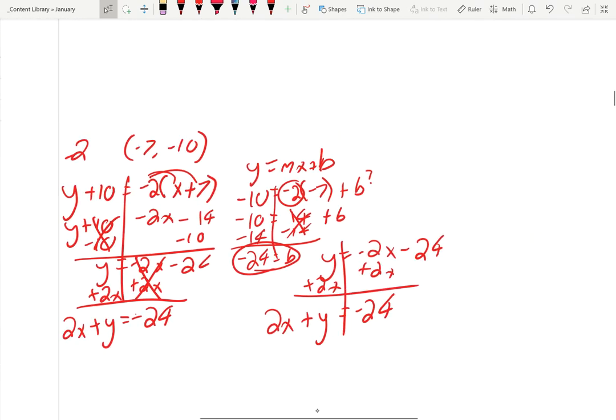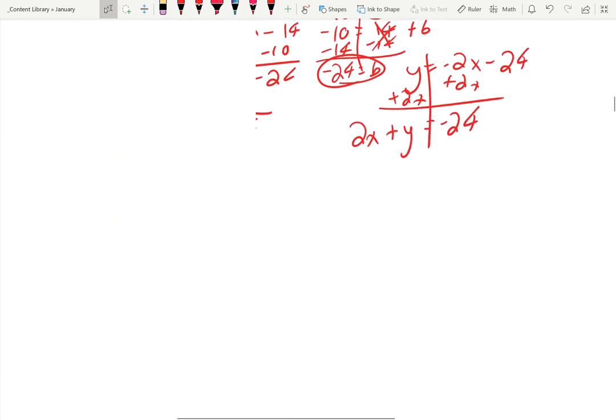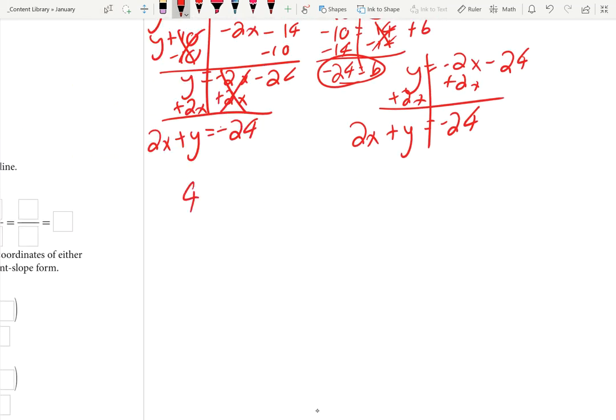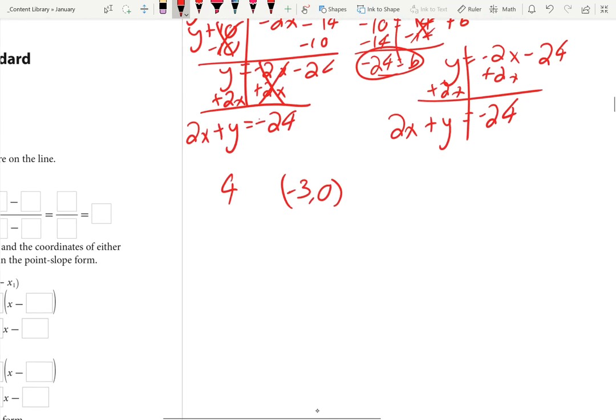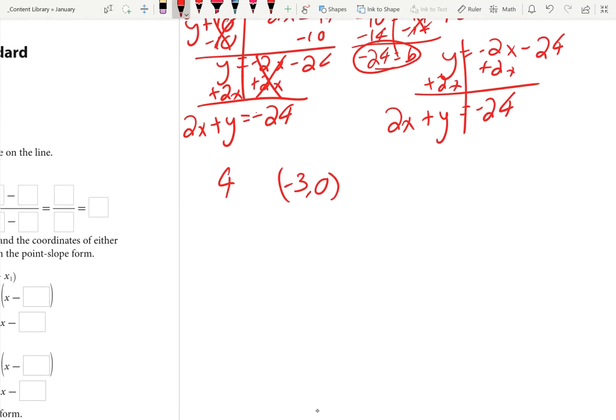So 4 and -3, 0. Let me do it down here. So slope is 4, and the point is -3, 0. Just double check. Yeah. So point slope form would look like this. We have y minus 0 equals 4, and then x plus 3. Now you might notice that this -0 is pretty useless to have since it's -0.